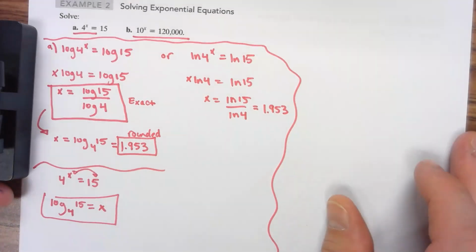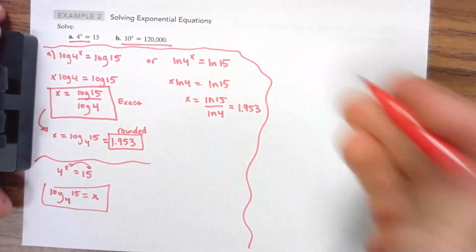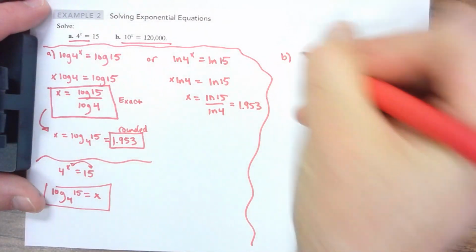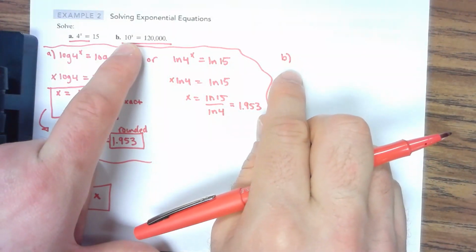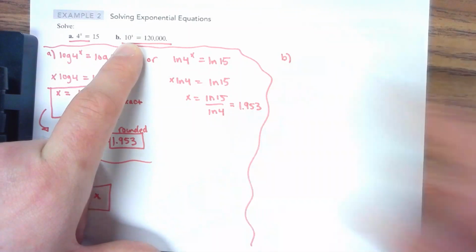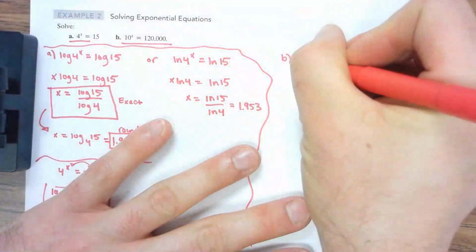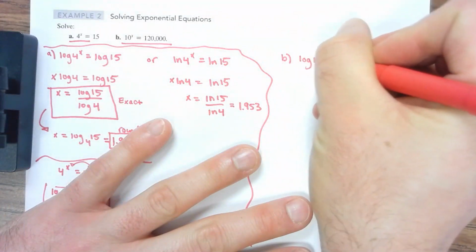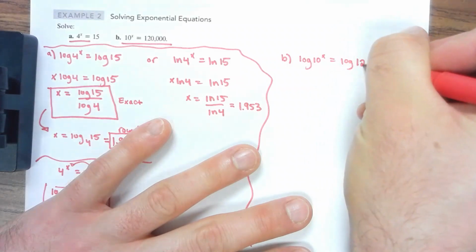All right, let's go ahead and do b together as well, because it's not much different. So another thing we can take note of is this is base 10, so probably using common logs is going to make more sense here since a common log is a log of base 10. So let's write log of 10 to the power of x equals log of 120,000.